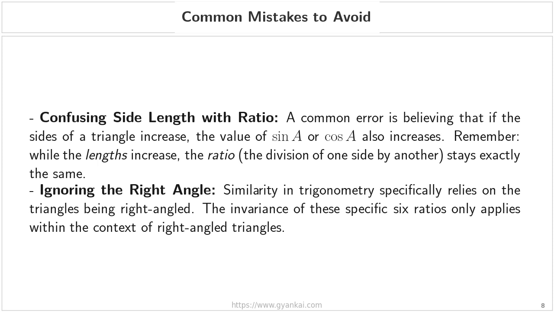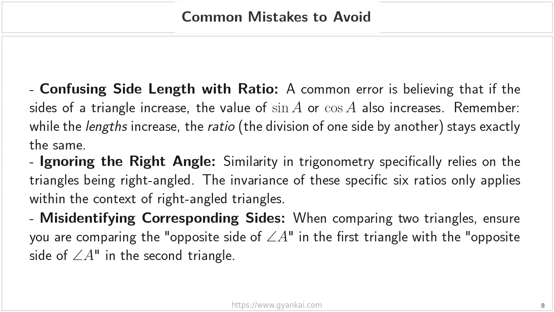Second, do not ignore the importance of the right angle. Everything we have discussed regarding the invariance of these 6 specific trigonometric ratios relies entirely on the triangles being right-angled. If you lose that 90-degree angle, the AA similarity criterion we used in our proof no longer guarantees these specific ratios will behave the same way.